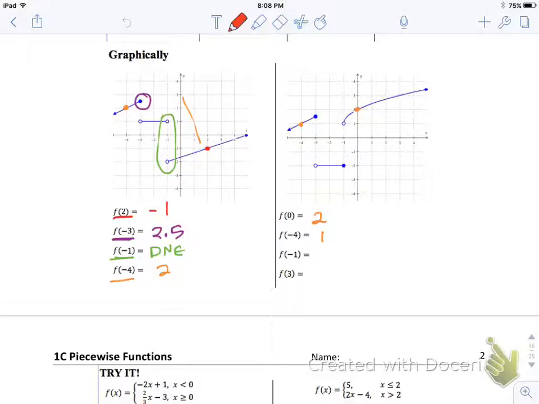So the next 2 are pretty nice on the next piecewise function. F of 0 is 2. I marked it. And -4 is 1. Those are nice, easy places to plot. The questionable ones get like f of -1. Thinking, man, is it 1 or is it -2? Remember, you're looking for solid dots. Holes are places where the graph doesn't exist. And then finally, f of 3 is 3.